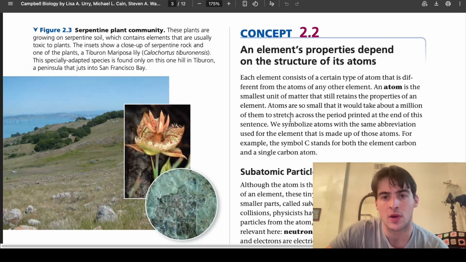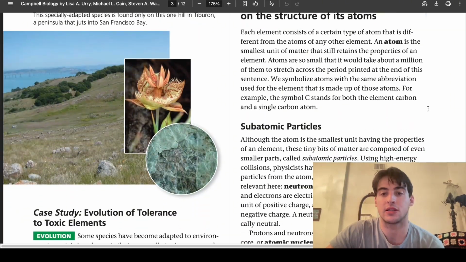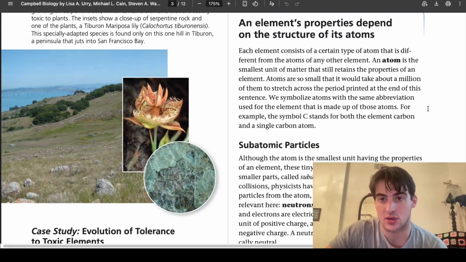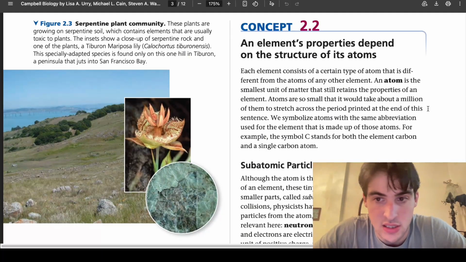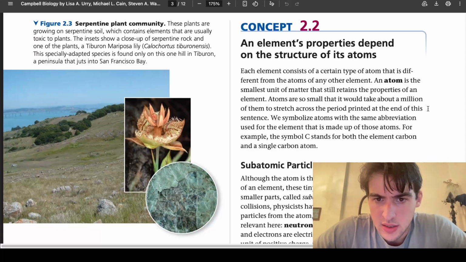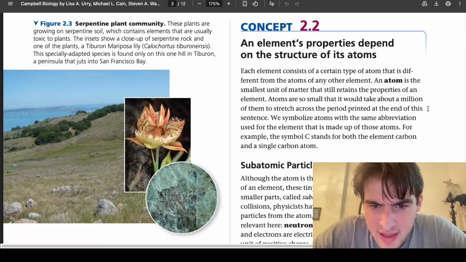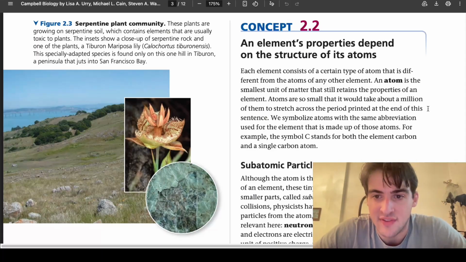Concept 2.2. An element's properties depend on the structure of its atoms. Each element consists of a certain type of atom and is different from the atoms of any other element. Oh, sorry, I need to reread that. Each element consists of a certain type of atom, and that is different from the atoms of any other element. Okay, I thought the element and the atom that makes it up were kind of the same thing, but I guess it's a little different.